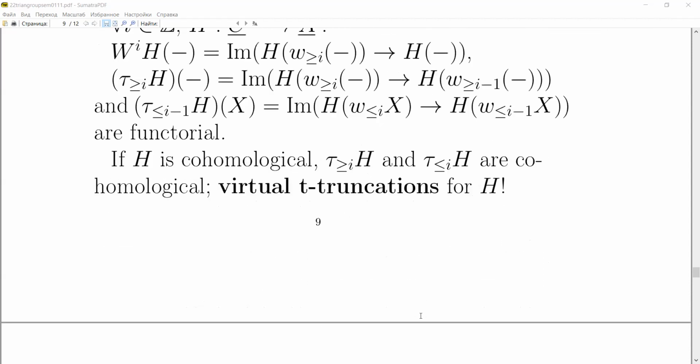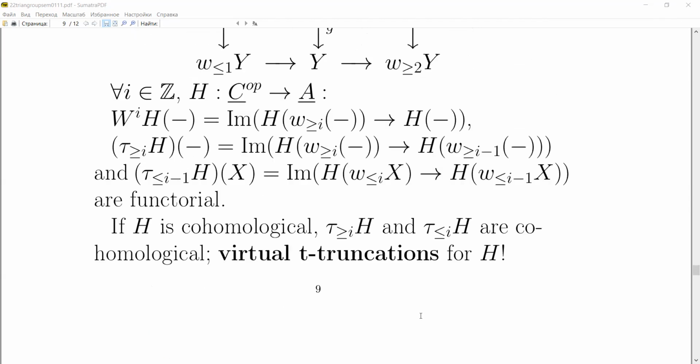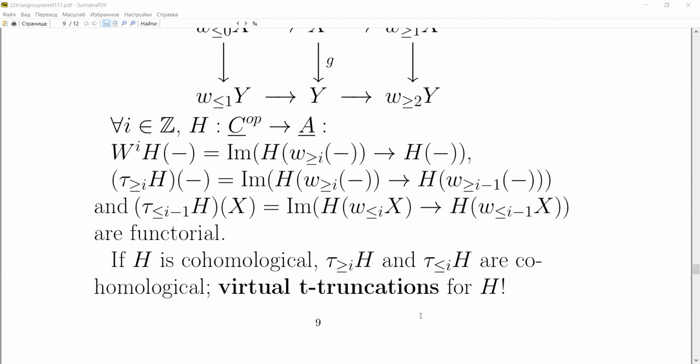So if there is a right adjacent t-structure, and this functor H is representable, then these two are representable by the corresponding t-truncations. But still, you get some cohomological functors anyway.